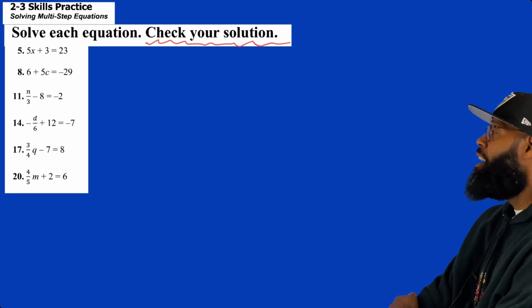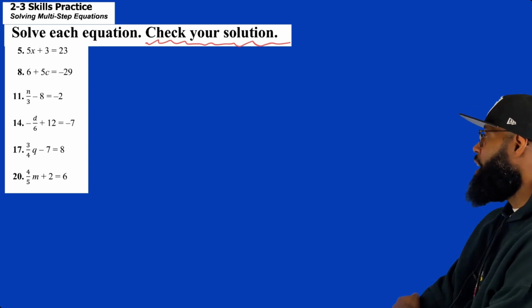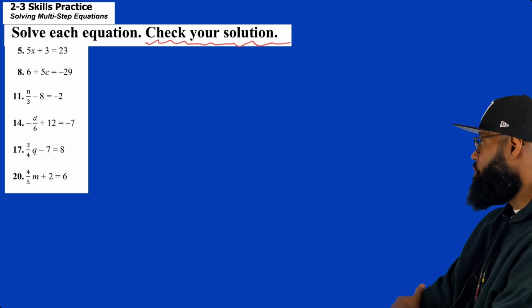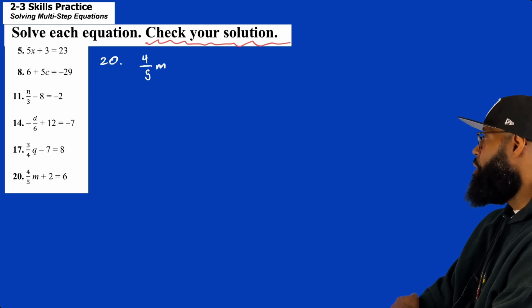Did you pause? All right. 4/5 m plus 2 is equal to 6. So again, what makes this a multi-step? Well, I have to undo the addition, which you're seeing now. Now we have to undo that multiplying 4/5 times m, which we're going to do right about now. Again, using the reciprocal.